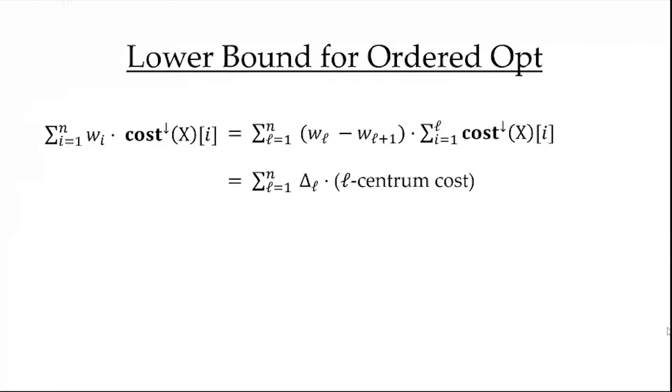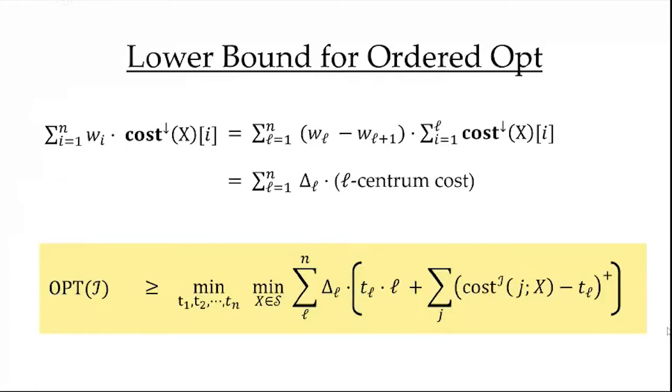Another observation is that the weighted thing is just a linear combination of these top L things. I've written it where the coefficient is the difference between these two weights, and since the weights are non-increasing, these are non-negative numbers. So it's a linear, non-negative combination of these L-centrum costs, but L goes from 1 to N. So similarly, instead of guessing one thing, I guess N things, or rather minimize over N things, and it's a rather complicated thing. What do you expect it to be?